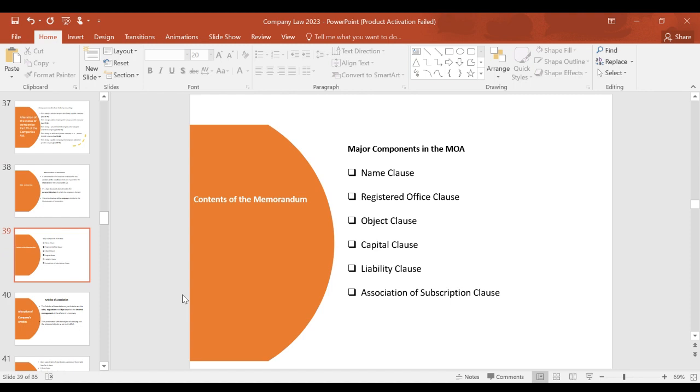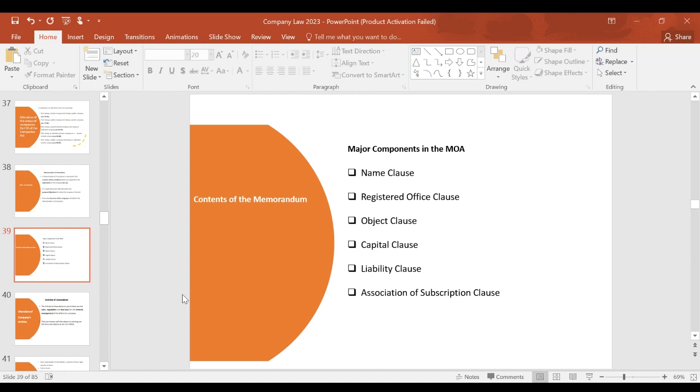And of course, where they intend to carry out their businesses. Also, the memorandum of association must also have a clause which will discuss the objects of that company. So, the objects of the company, these are the purpose why the company is being formed.